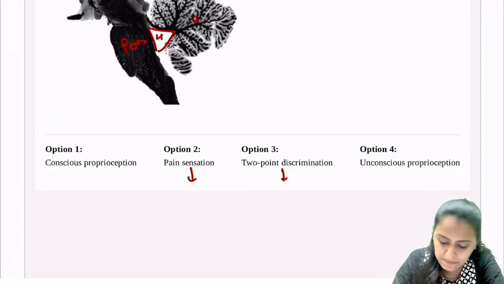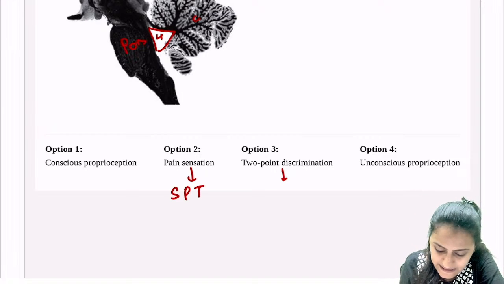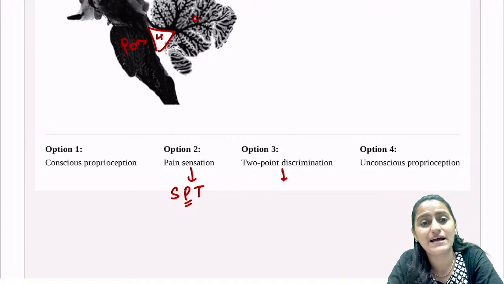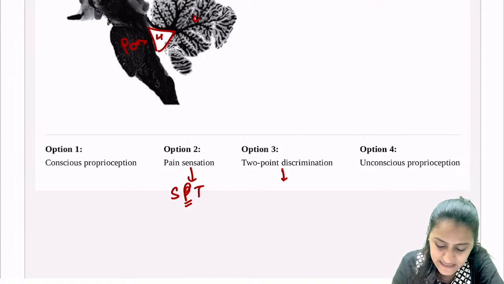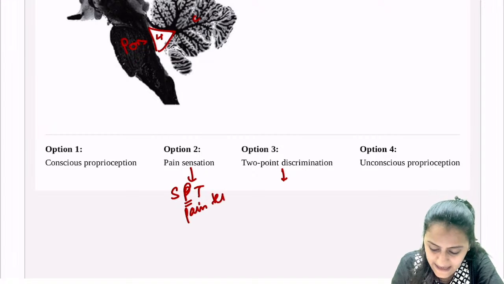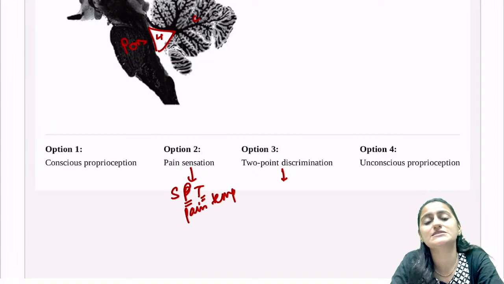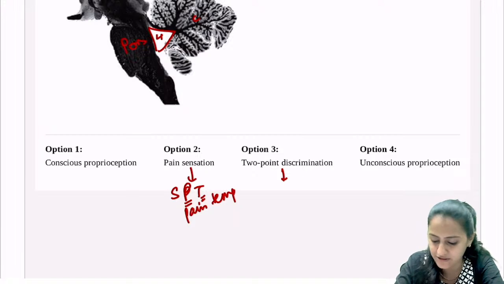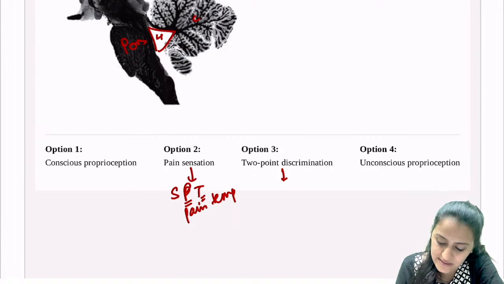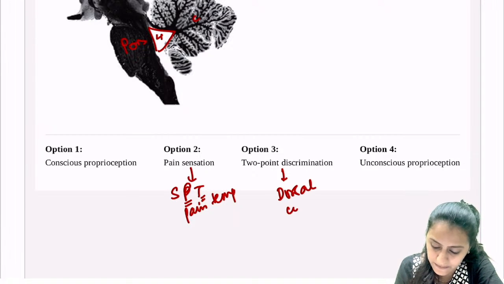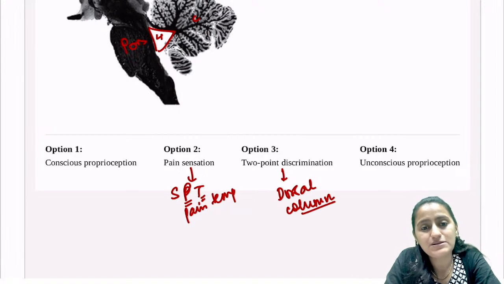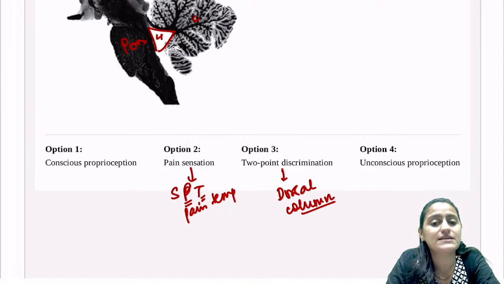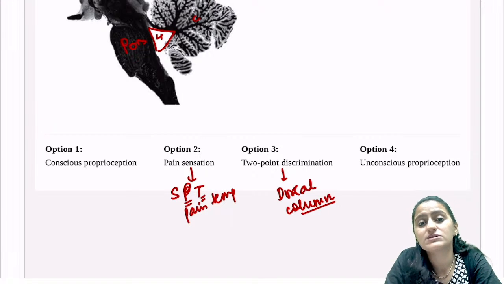Remember that pain sensation is carried by SPT, that is spinothalamic tract. P stands for pain. Spinothalamic, remember SPT carries the pain and the temperature, and crude touch. 2-point discrimination is carried by the dorsal column. Now remember that proprioception is carried by the spinocerebellar tract and also by the dorsal column.